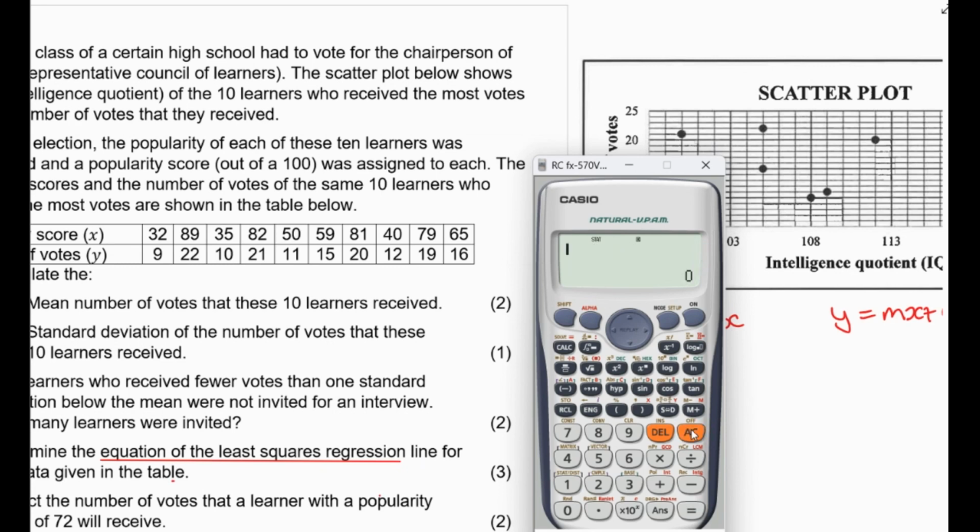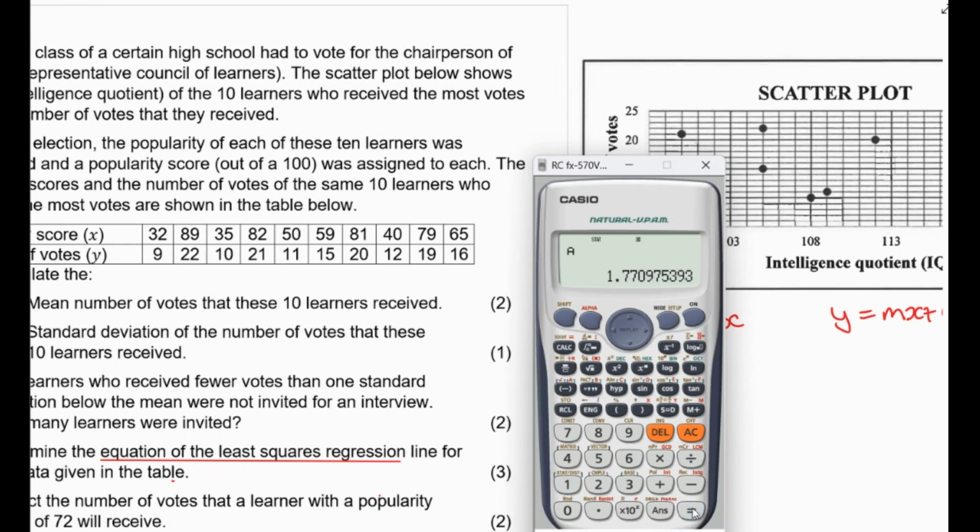and then SHIFT 1. Right, what are we looking for? We're looking for the regression line. So in this calculator it is number 5, so we enter number 5. See that? And then we have A, we have B. Let's start by finding the value of A. So the value of A, we press 1, then equals.